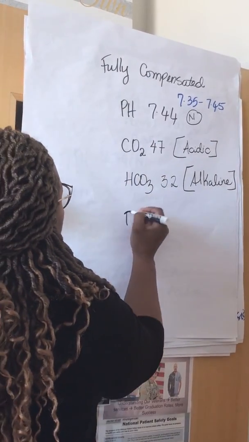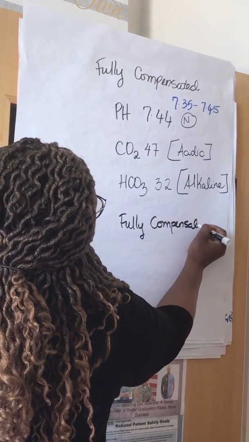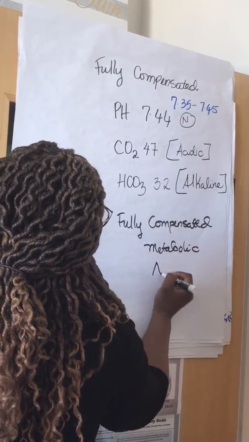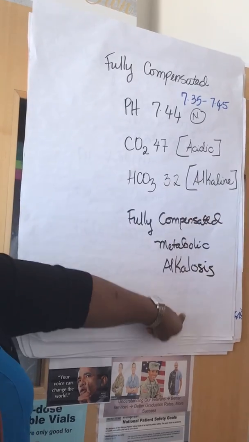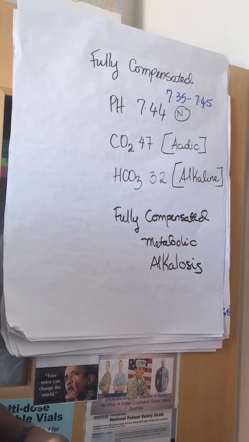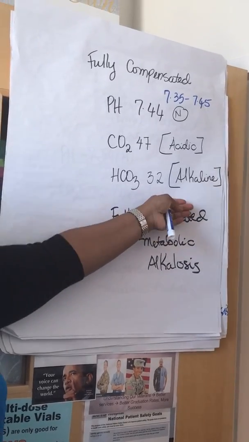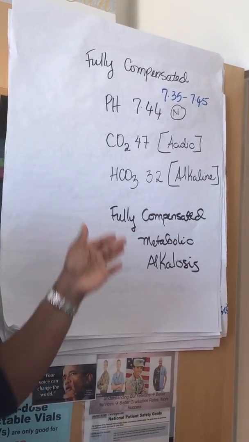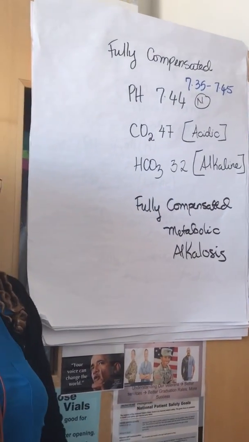So now we know that this is a fully compensated metabolic alkalosis. It's fully compensated because it is in the normal range for the pH. And we know it's not a respiratory issue because the CO2 is acidic. It's trying to correct the alkalosis. And the bicarbonate, we have more of it and it's an alkaline. So it's fully compensated metabolic alkalosis. So steps, we always look at the pH, what is following the pH, and then we proceed from there. And that's it. Okay?